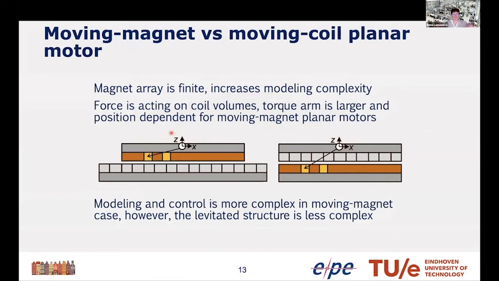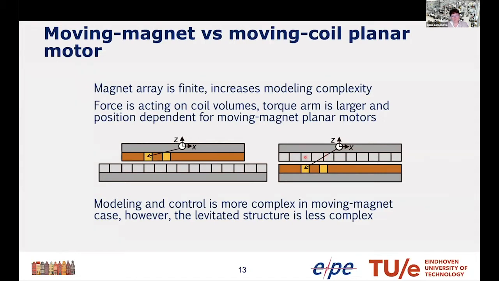If we compare two concepts, one concept is with the coils on top of the permanent magnets. That concept we call the moving coil concept, and on the right side we see the so-called moving magnet concept above the coils. Physically they are similar to each other. However, the main physical difference is that the force in the permanent moving magnet platform is acting on the coil volumes, and the torque arm is larger and position dependent for the moving magnet planar motors.